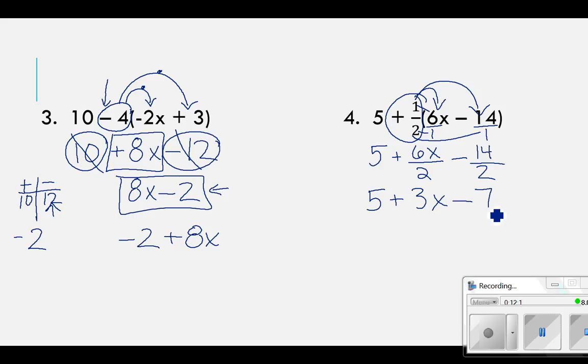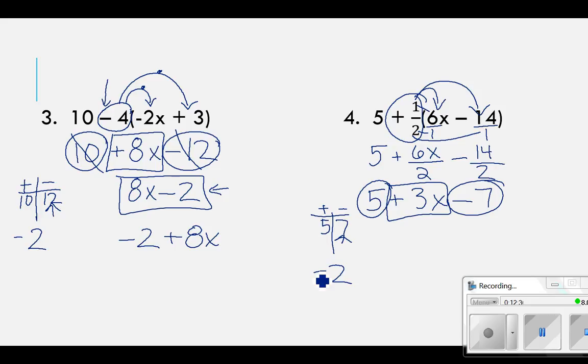And now I have to see if I can combine anything. I'm going to circle, circle, and box. 5 and 7, I'm going to make a T-chart. Different sides, find the difference, which is 2. 7 has more points, so negative 2. Bring down the 3x. That would be our most accurate answer, but again, negative 2 plus 3x would also be mathematically correct.